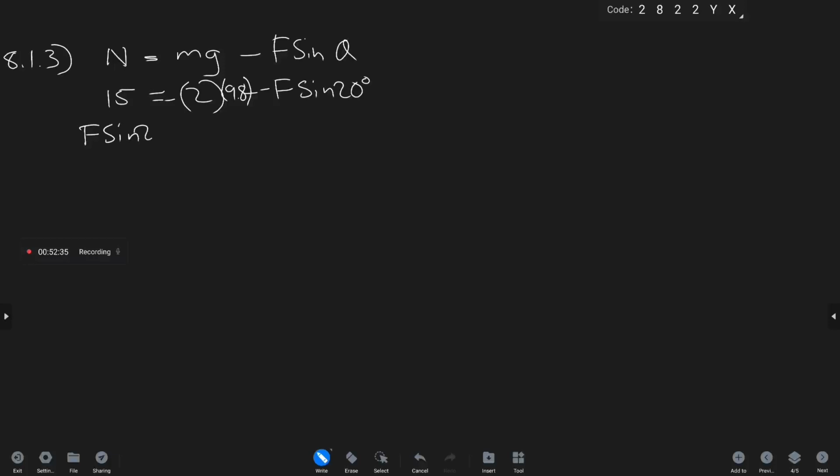By transposing F, we're going to have F sine 20 being equal to 19.6 minus 15. And then from there, 19.6 minus 15 will give you 4.6. And then we have to divide both sides by sine 20 degrees so that we can have the magnitude of F as required by the question.